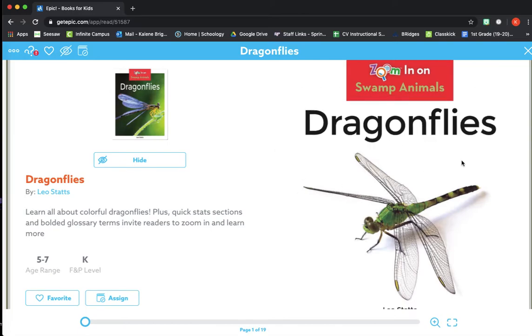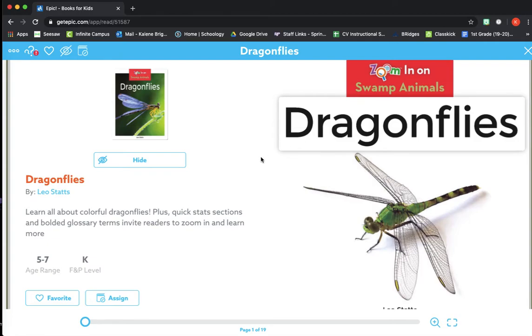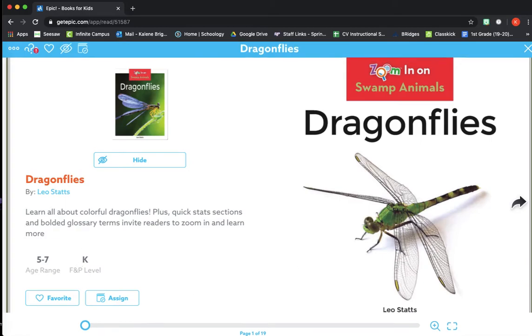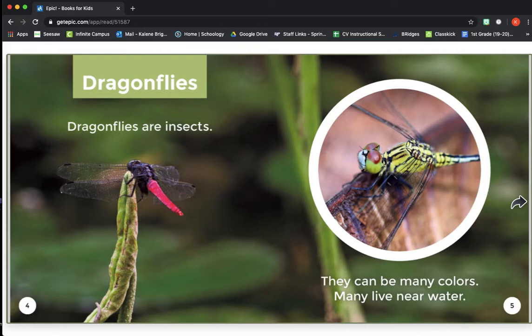And I'm noticing something special about this word. When two smaller words are put together to make one bigger word, what is that called? Right? Compound words. So we have dragon plus fly equals dragonfly. Dragonflies. Dragonflies are insects. They can be many colors. Many live near water.